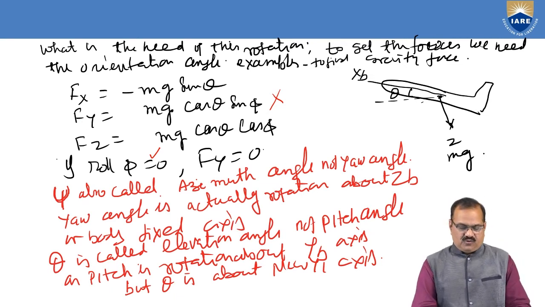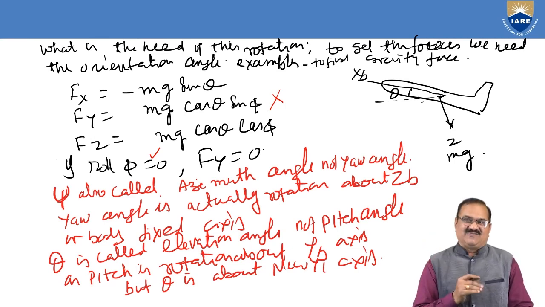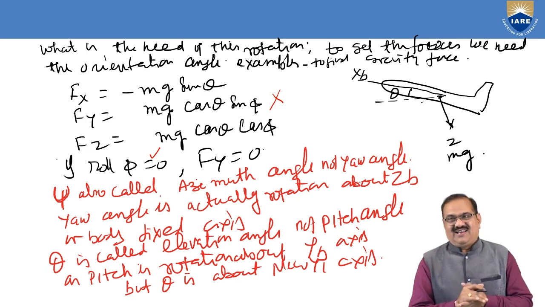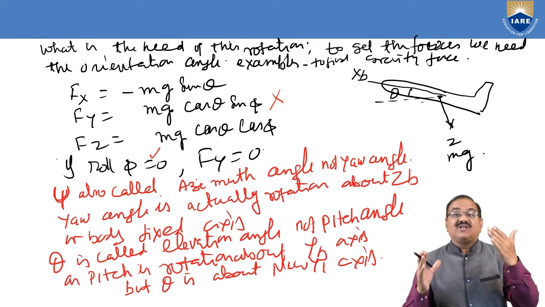Okay, so we have psi, also called the azimuth angle, and not the yaw angle. Yaw angle is actually rotation about the ZB or body-fixed axis. But here we are rotating with the earth axis system. That is the difference; you cannot say yaw angle, because it is the azimuth angle and it is rotating with reference to the earth axis.